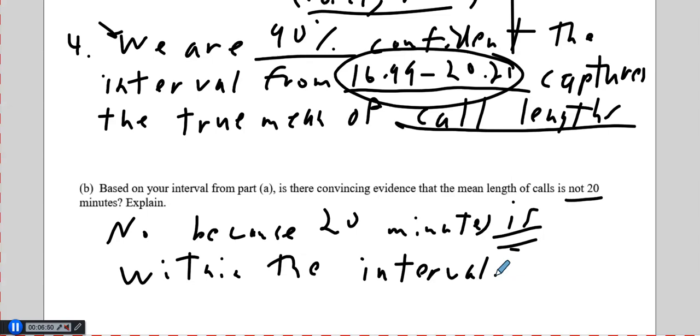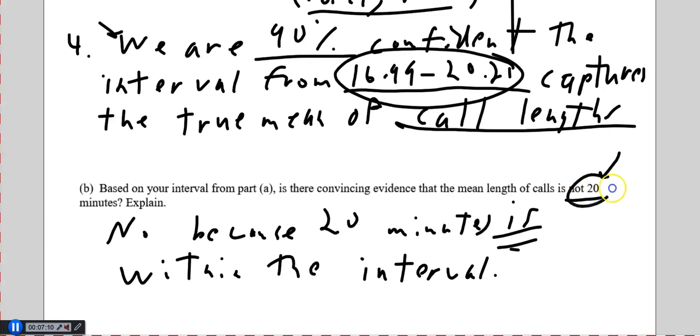Barely. I mean, it's on the upper end, but you're also talking about pretty much a 3-minute interval. It's a small interval, but 20 is within the interval. Now, if this question said, is there convincing evidence that it's not 21 minutes? Yes, sirree. Because 21 is outside the interval.